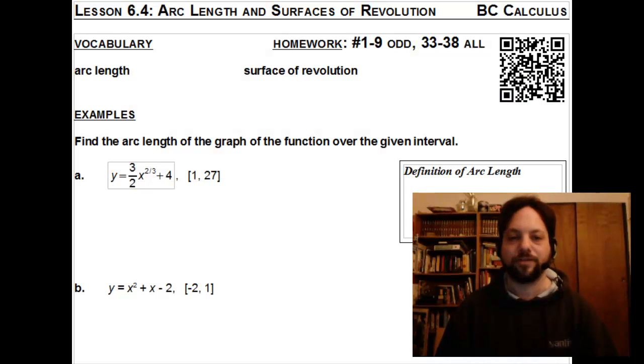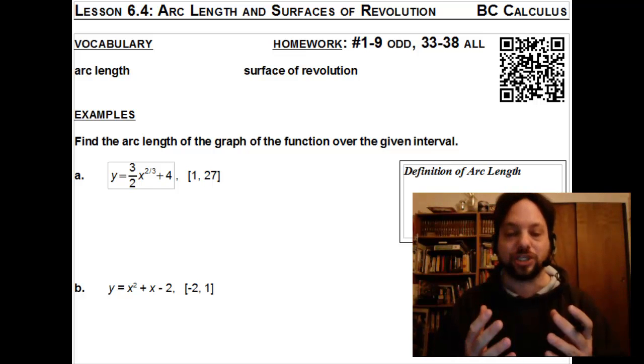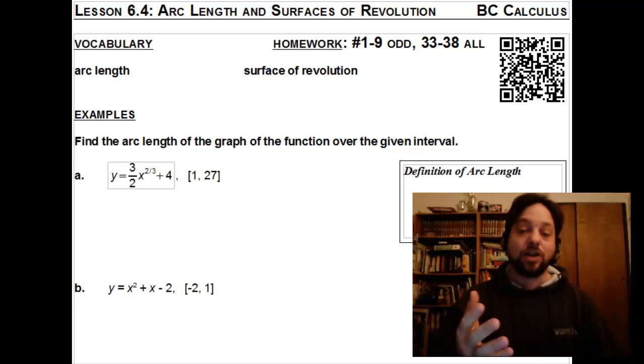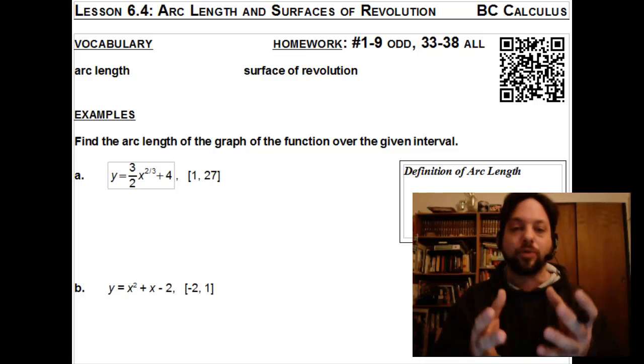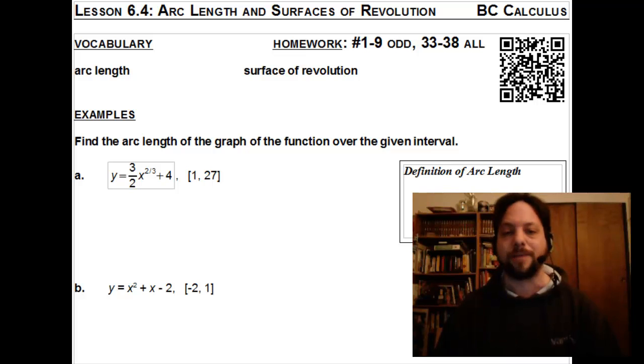In Lesson 6.4, Arc Length and Surfaces of Revolution, we'll conclude our exploration into plane regions, finding the area of plane regions and all that good stuff, and also our exploration of solids of revolution. Remember, we looked at the disk and washer methods, we looked at the shell or cylindrical shell method. Well, this is going to conclude all that.